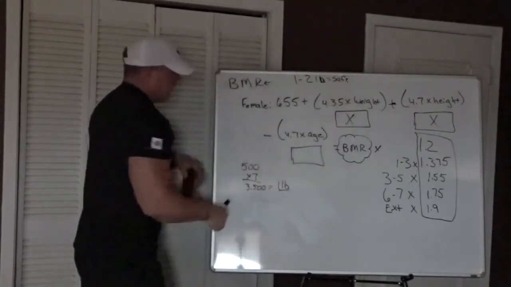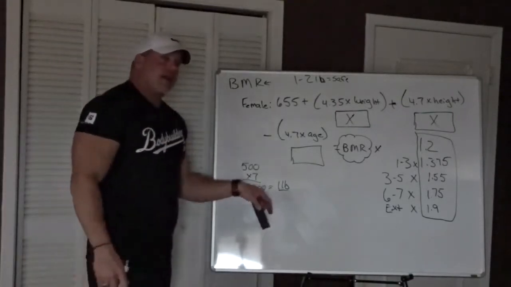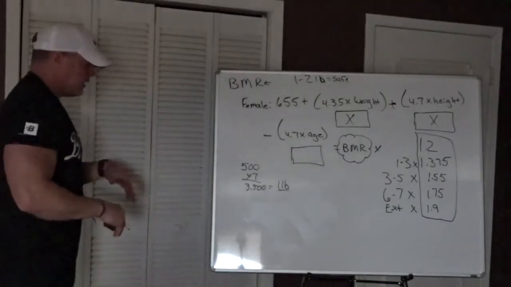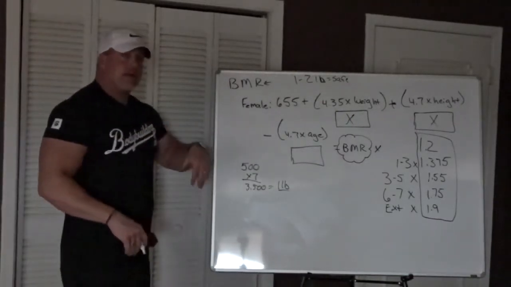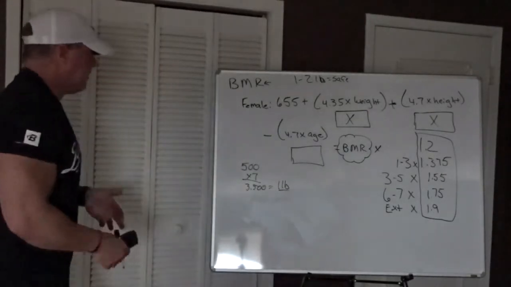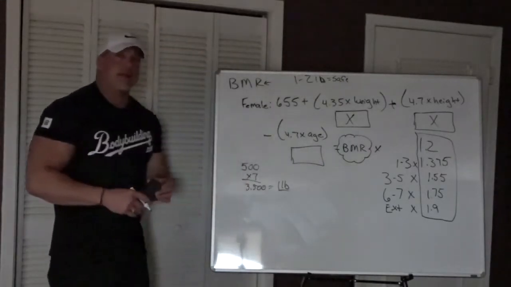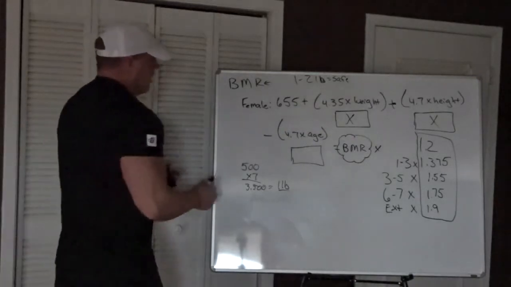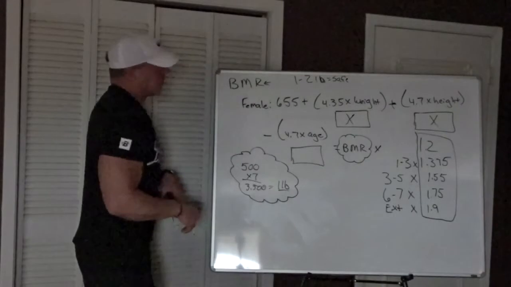So 500 calorie deficit a day times 7 days a week, 3,500. That would be roughly 1 pound. Same thing if I wanted to gain weight. I would put a 500 surplus in my diet a day, and by the end of the week, I should have put on 1 pound. Now, that's not going to be 1 pound of muscle, but you would put on 1 pound. So that's how you figure the numbers.